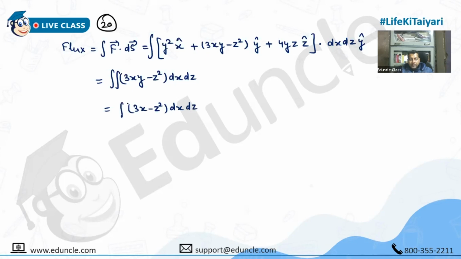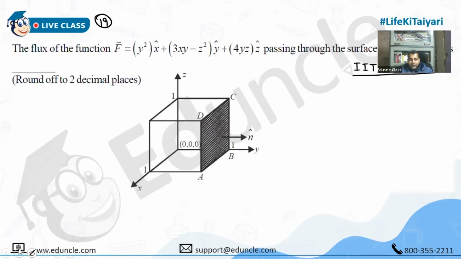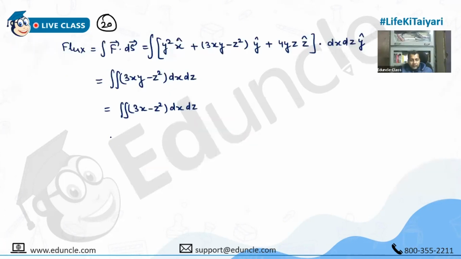And now let us see how x and z are varying. 0 to 1, 0 to 1, both, na? But two integrals are there, na? So first let us integrate with respect to x.